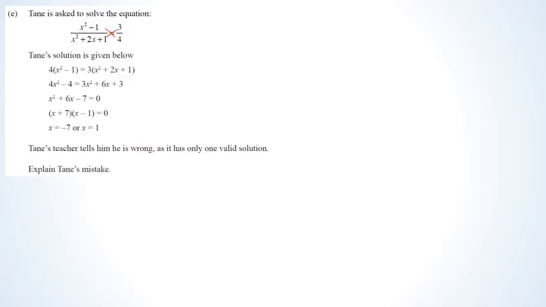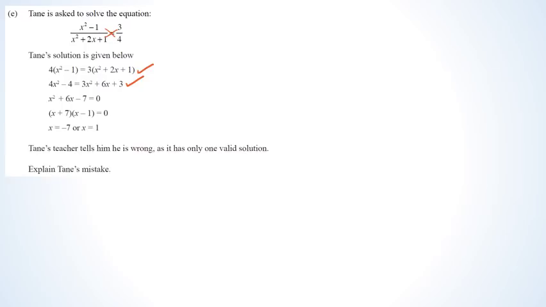Obviously, the first thing he did was he cross multiplied. So you get 4 times x squared minus 1 and 3 times x squared plus 2x plus 1. So this line looks good. And then he decides to expand. 4 times x squared is 4x squared. 4 times negative 1 is negative 4. 3 times x squared is 3x squared. 3 times 2x is 6x. 3 times 1 is 3. Again, everything looks good here. But have a look at the next line.